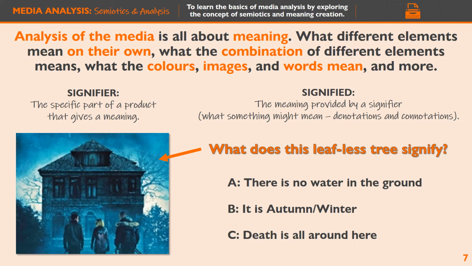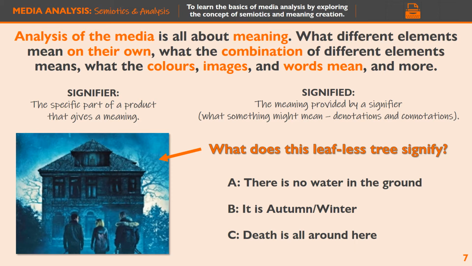And there's two specific pieces of media terminology here that are really important when you start analysing the media. You have the word signifier, which is a specific part or element of the product that gives meaning. And then you have the signified, which is the actual meaning that signifier gives us.